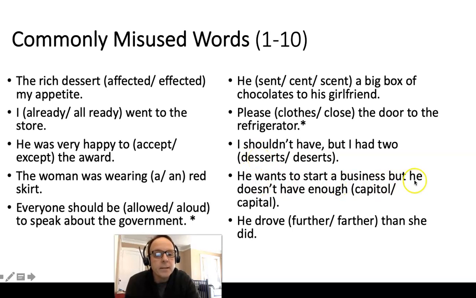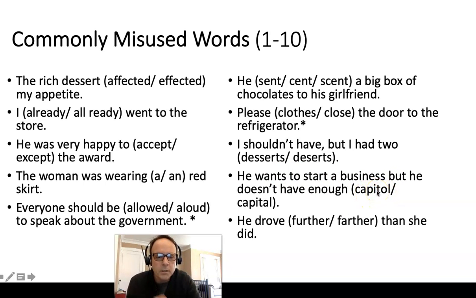He wants to buy a business, but he doesn't have enough capital. Capital with an A is money when we talk about money. It can also be a place like the state capital. Capitol with an O, believe it or not, is only used, and you can check me on this if you want to go to the Heartbreaks book, I think all these are in the book, but with an O is only used for that building.